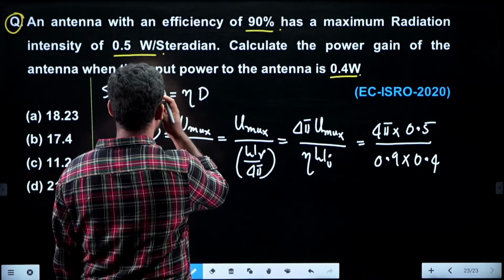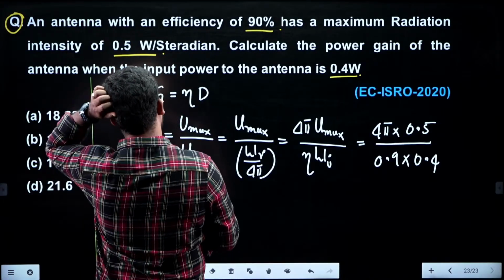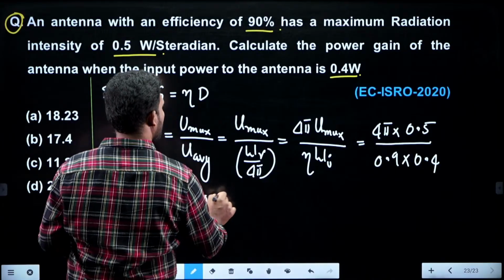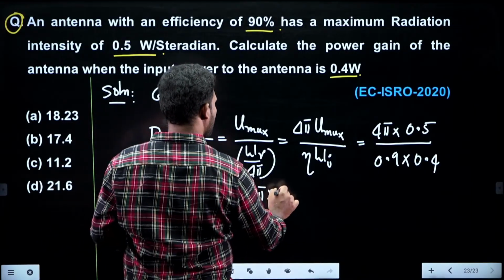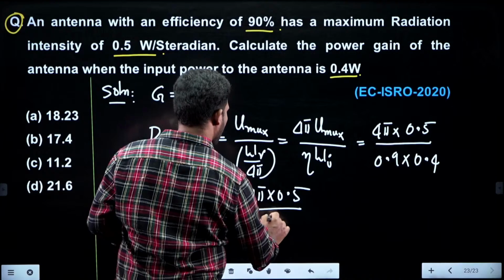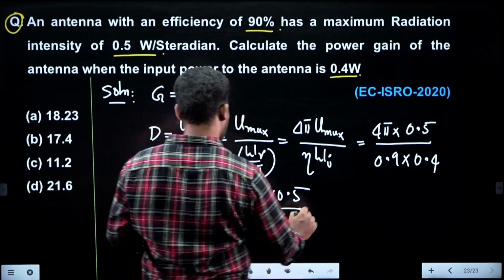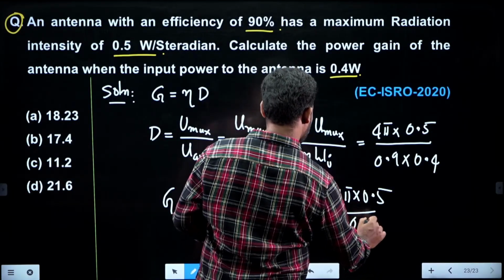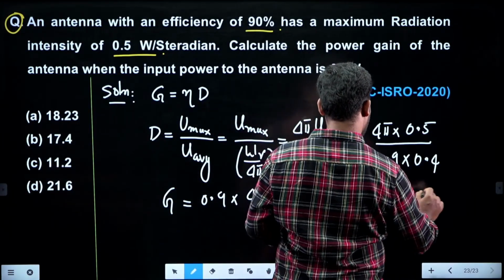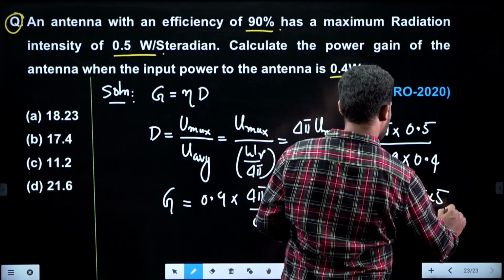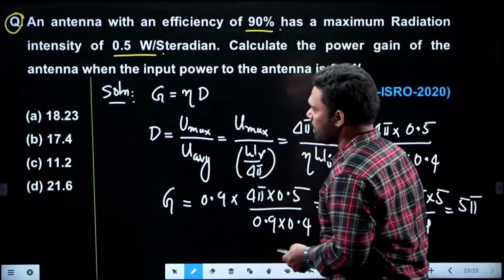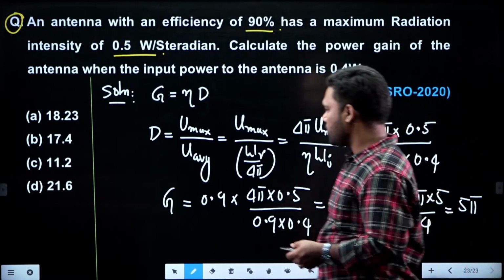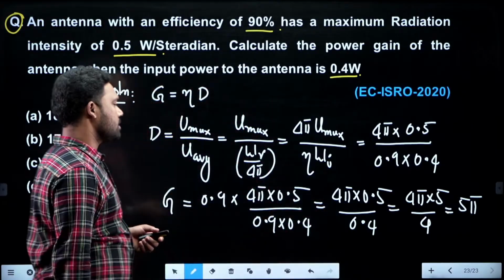Again you must multiply with the efficiency, one more time. So it is 0.9 into 4 pi into 0.5 divided by 0.9 into 0.4. So it is 4 pi into 0.5 divided by 0.4. So it is 4 pi into 5 divided by 4. So it is 5 into pi, 3.14. So it is 17.4. Am I correct? From the elimination, option B is the answer.